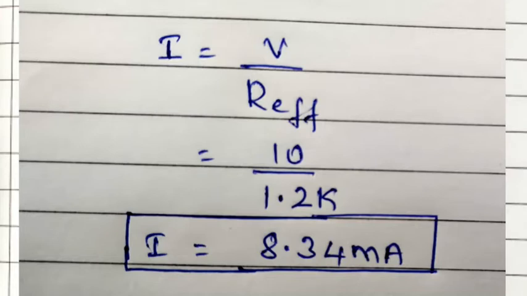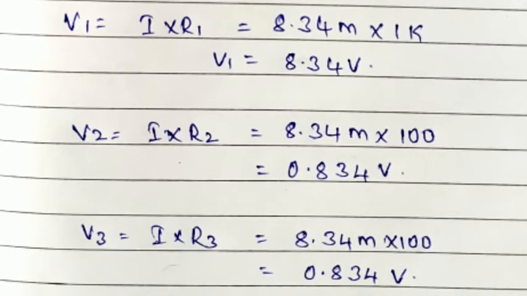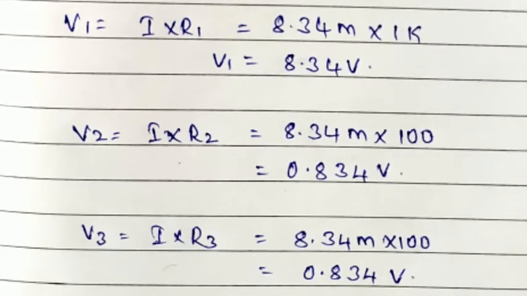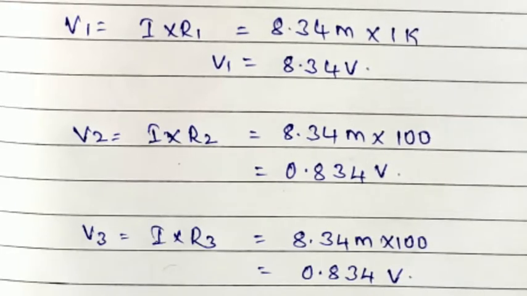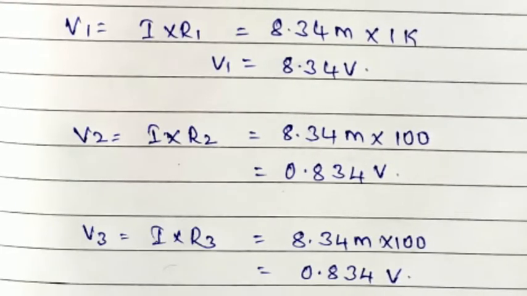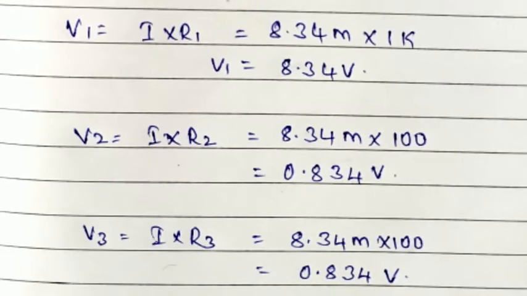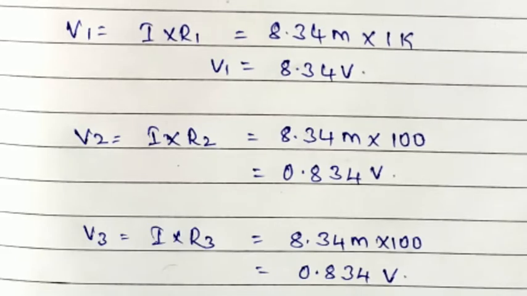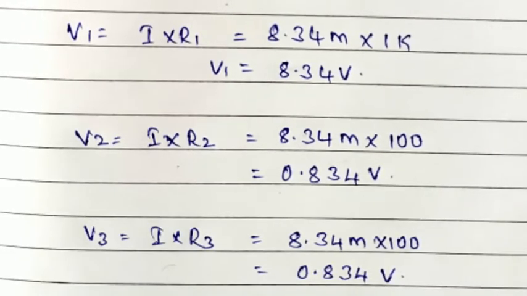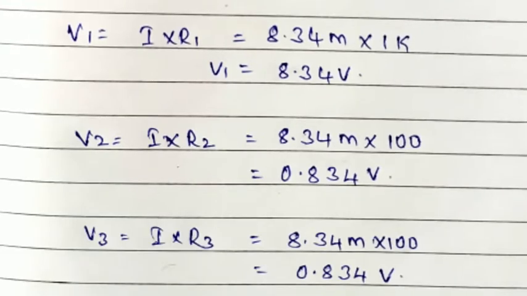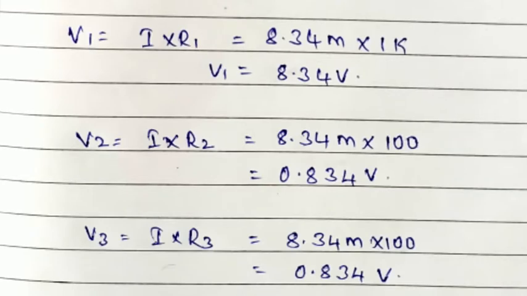Next, after calculating the main current, to calculate the voltage drop across each individual resistance, we have the formula V equals I into R. So for V1, V1 equals I into R1. The value of I is 8.34 milli and the value of resistance is 1 kilo. So the voltage drop across resistance 1 is V1 equals 8.34 volts.